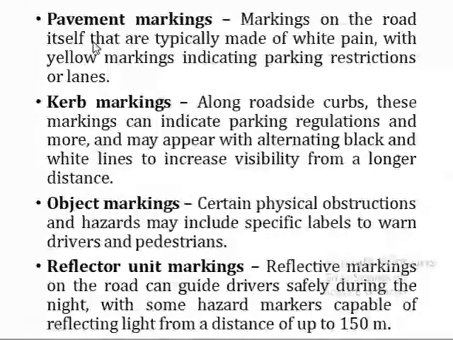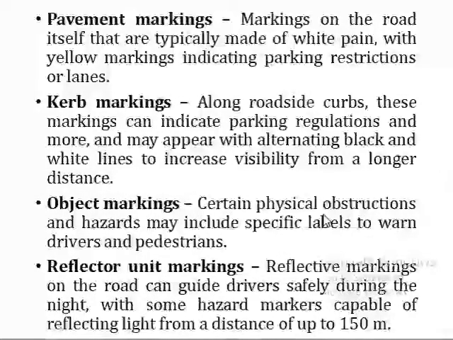Pavement marking on the road itself is typically made of white paint with yellow markings indicating parking restrictions or lanes. Second are curb markings. Along roadside curbs, these markings can indicate parking regulations and more, and may appear with alternate black and white lines to indicate visibility for a longer distance.